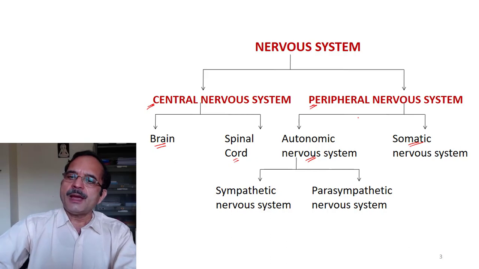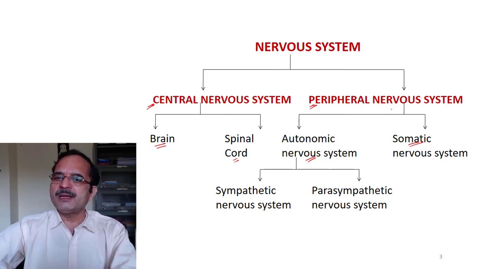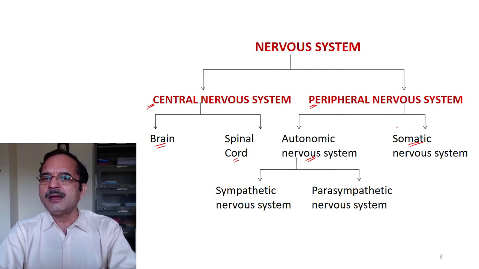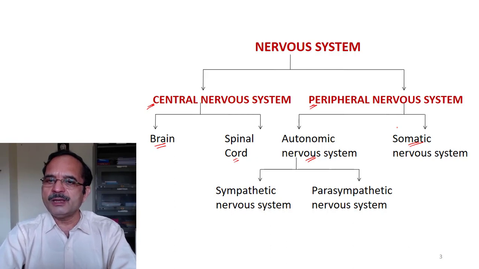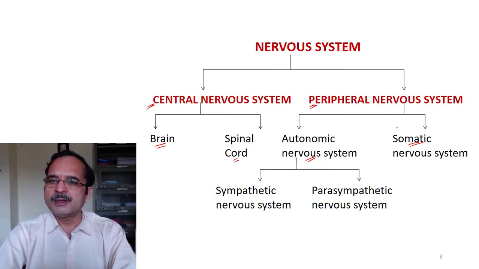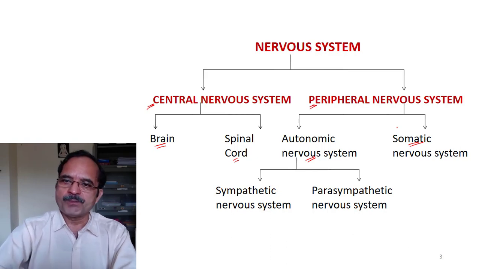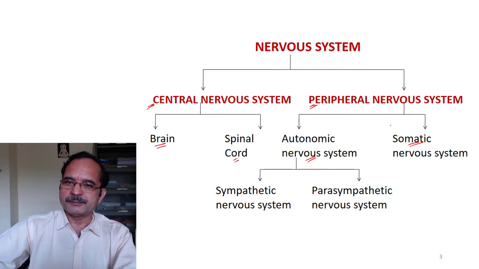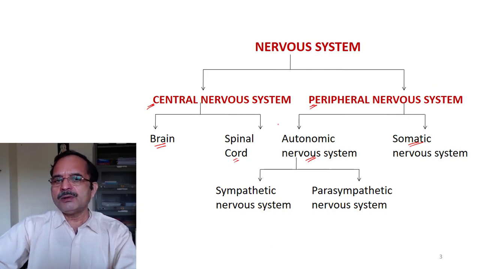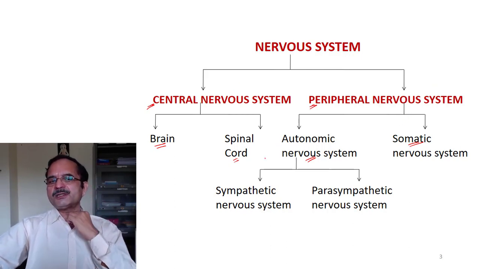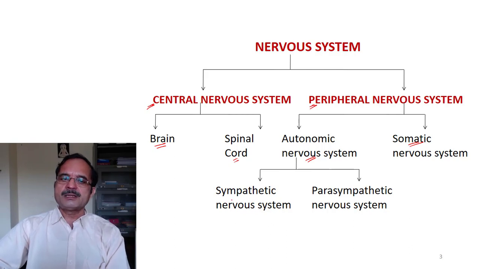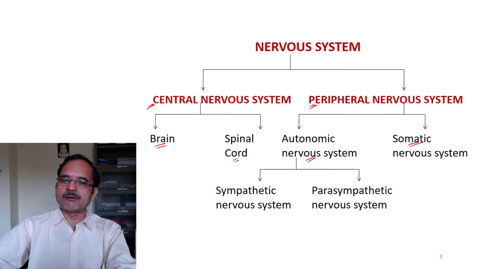Okay, and the somatic nervous system is the control signals that we pass on through the nervous system intentionally. So that is somatic, that means the conscious mind. Now again, this autonomous nervous system has two parts: the sympathetic nervous system and the parasympathetic nervous system.